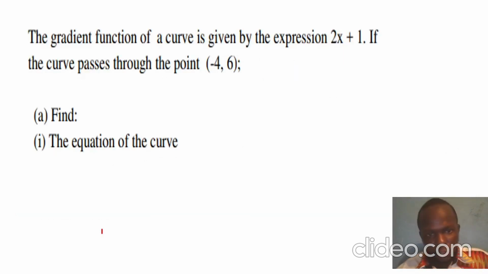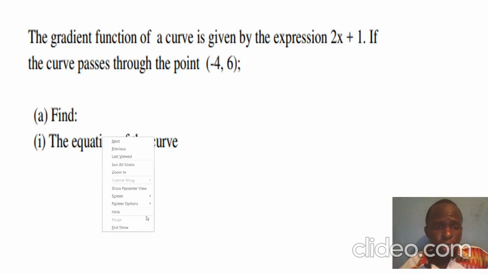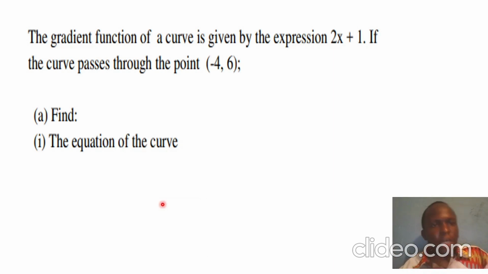On to the last question. Now this question is on the area under the curve. So let us see what the question demands before we even attempt it. The gradient function of a curve is given by the expression 2x plus 1. If the curve passes through the points -4 and 6, find the equation of the curve.